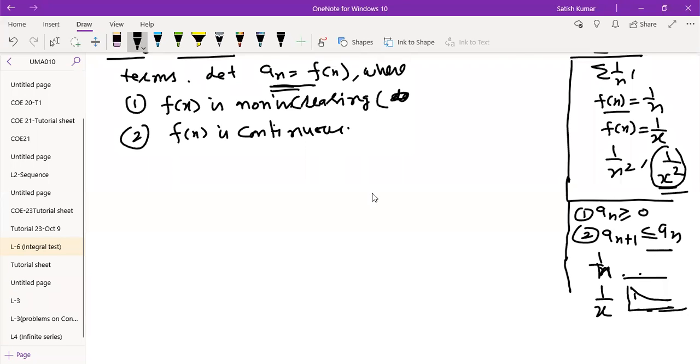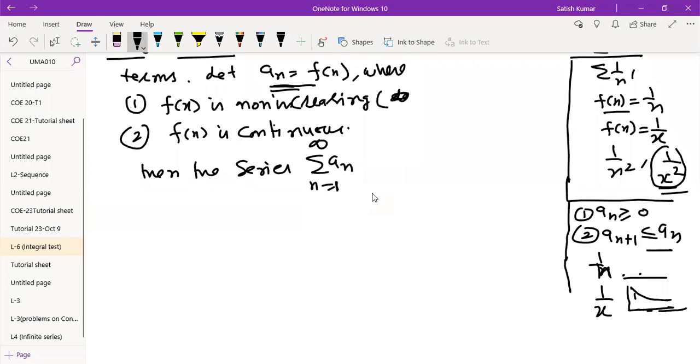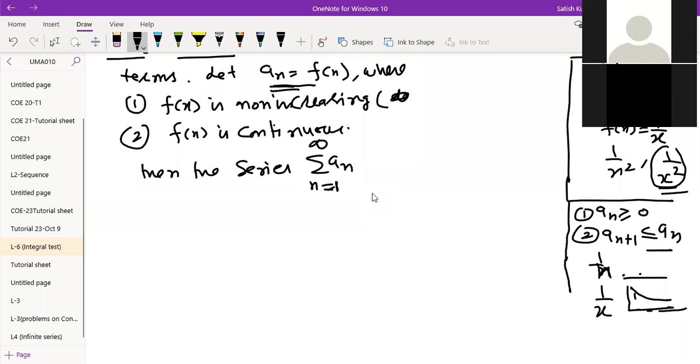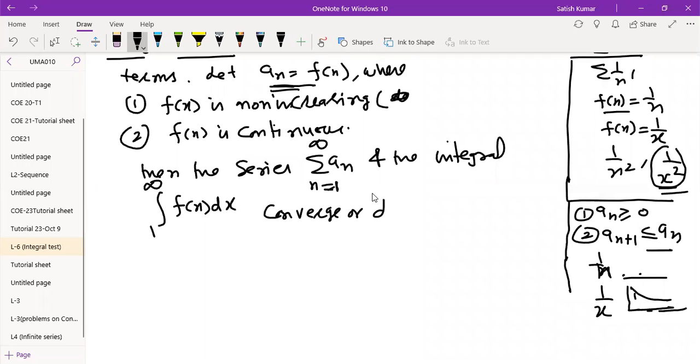f(x) is non-decreasing. Then the series summation n from 1 to infinity. So by default, I'm taking this series to be from 1 to infinity. Otherwise, it depends upon n naught. Whatever number is there, you can start from that number. So then the series summation n from 1 to infinity and the integral f(x) dx from 1 to infinity converge or diverge together.